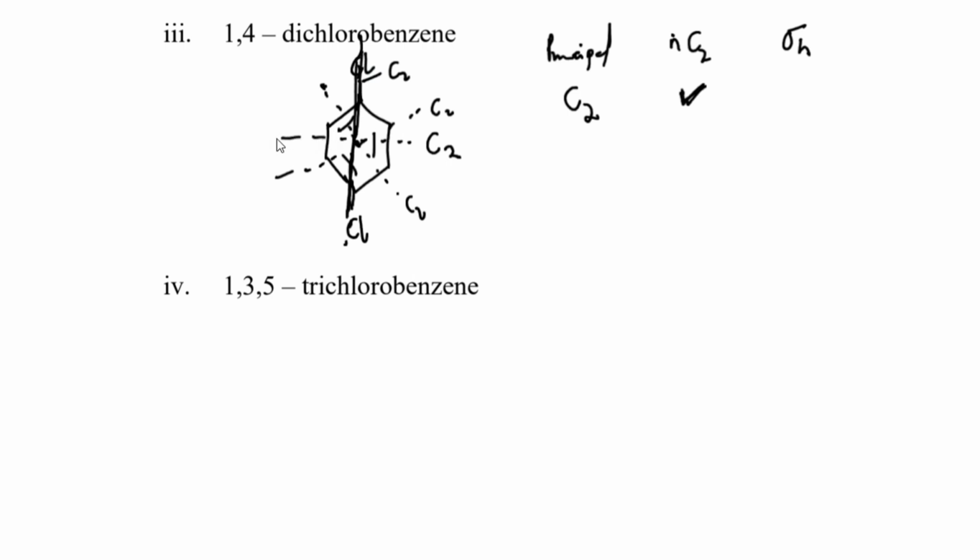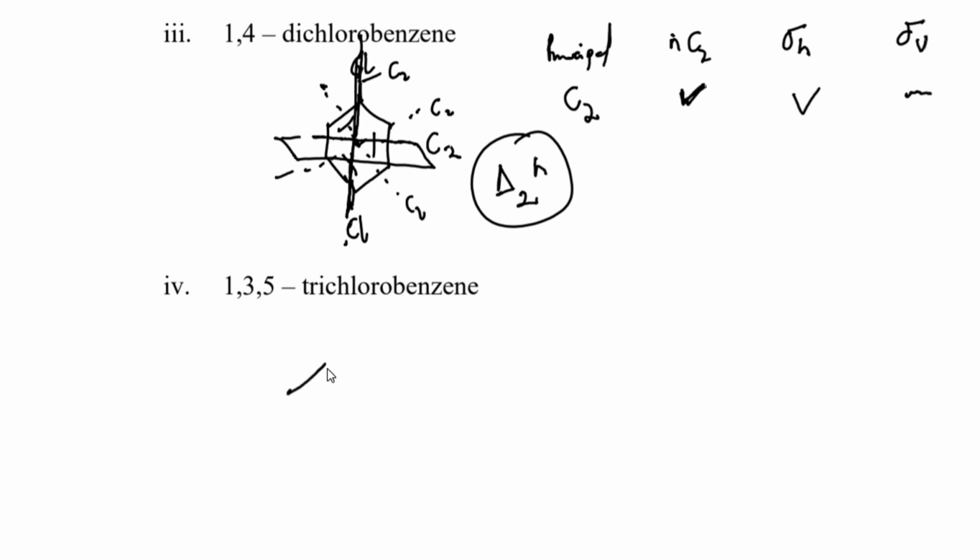Sigma H should be perpendicular to it. So we have this to be this. So sigma H is here. It's present. Now let's look for sigma V. So we don't even have to look for this again. So we already have D2 and this one masks this. So we have D2H, right?